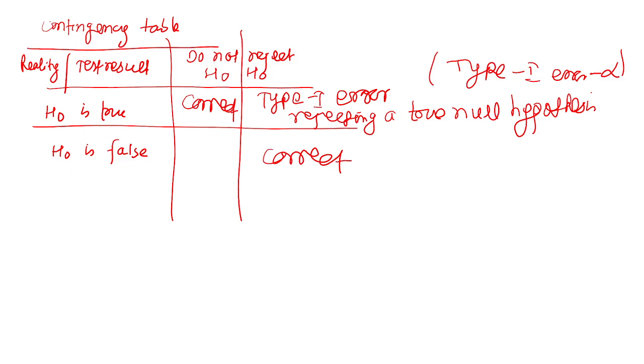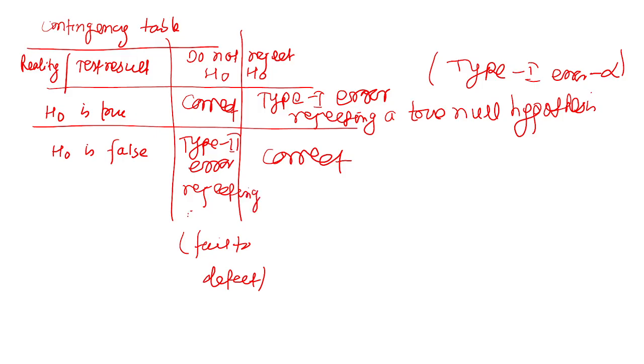And in the second case, H naught is false but we didn't reject it. So in that case, what happened? Type 2 error. It is a failure to detect a false null hypothesis. So it is beta. Is it clear?